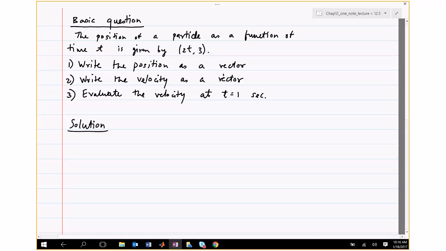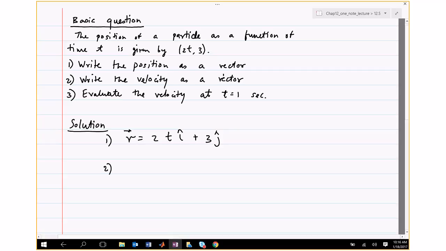Okay, so what's the position? The position is r, which is 2t i plus 3j. Now there is no z component, so it's okay if you don't write z, but really there's a 0 times k.